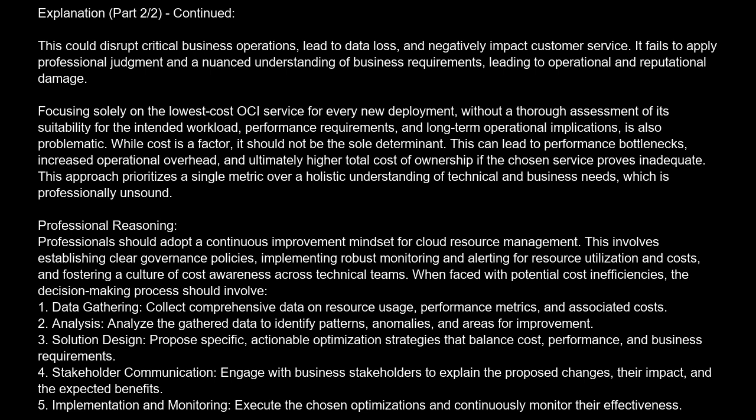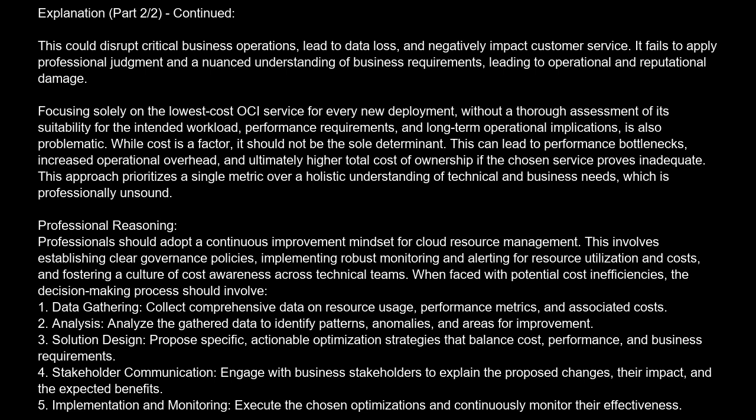Focusing solely on the lowest cost OCI service for every new deployment, without a thorough assessment of its suitability for the intended workload, performance requirements, and long-term operational implications, is also problematic. While cost is a factor, it should not be the sole determinant.